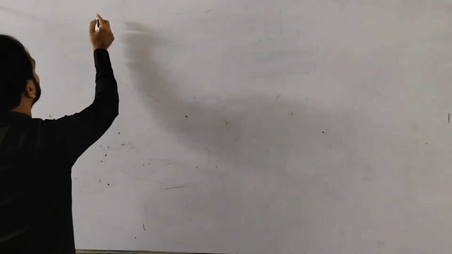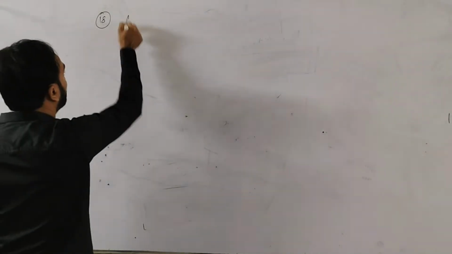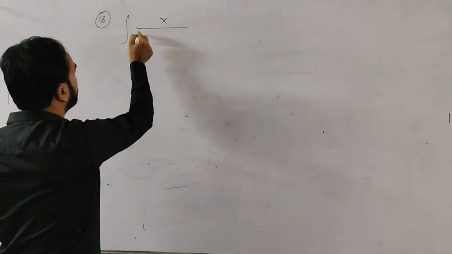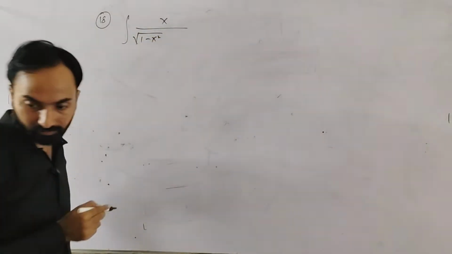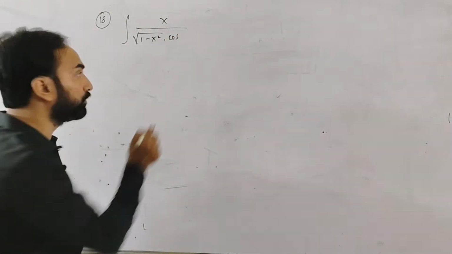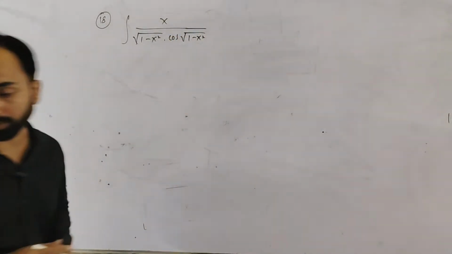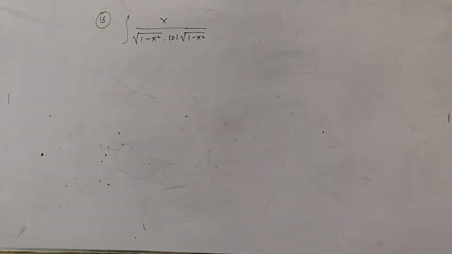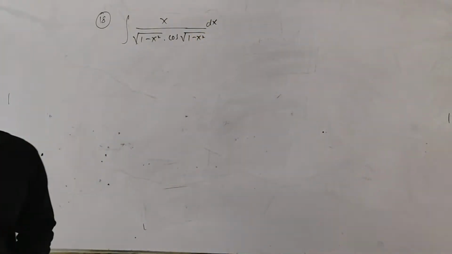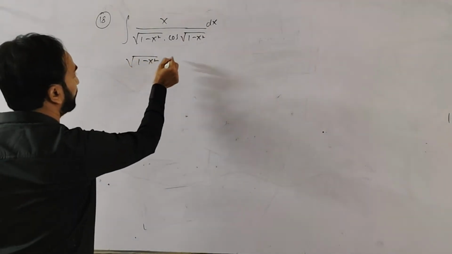Problem number 18 is the integral of x divided by square root of 1 minus x square, and cos of square root of 1 minus x square. Okay. So one part is square root of 1 minus x square and the other part is cos of square root of 1 minus x square, and dx is of this. Correct? So in this case we will assume 1 minus x square is equal to t.